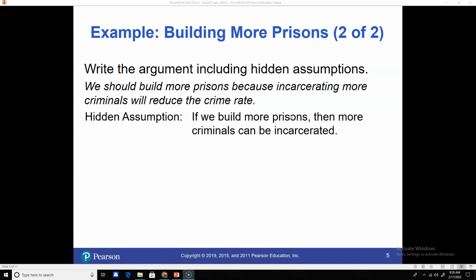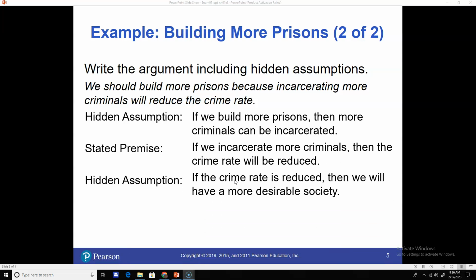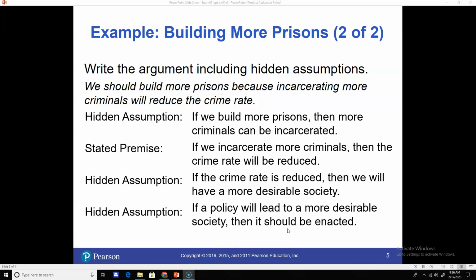So yeah, hidden assumption: if we build more prisons, then more criminals can be incarcerated. Sure. If we incarcerate more criminals, the crime rate will be reduced. If crime rate is reduced, we'll have a more desirable society. If a policy will lead to a more desirable society, then it should be enacted. Okay, so they found 3 hidden assumptions here. We were primarily focusing on the first one, but the second 2 are there, and some of them may be very obvious, or you wouldn't think of them.